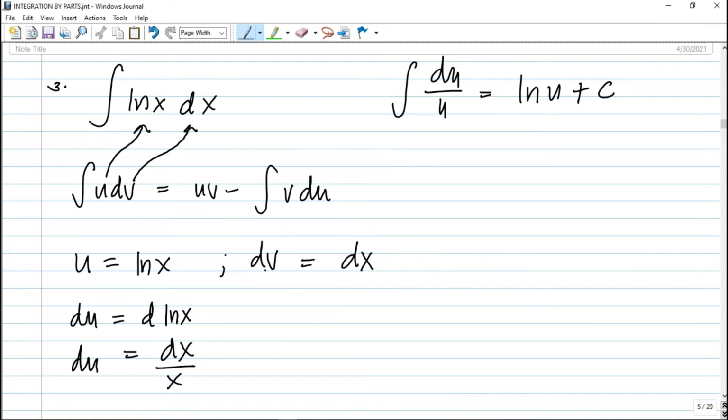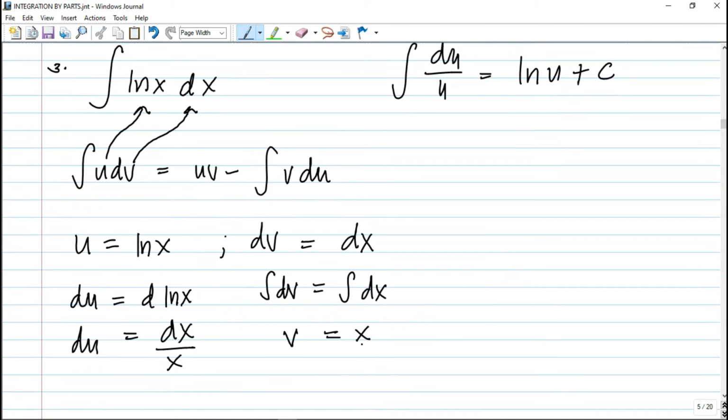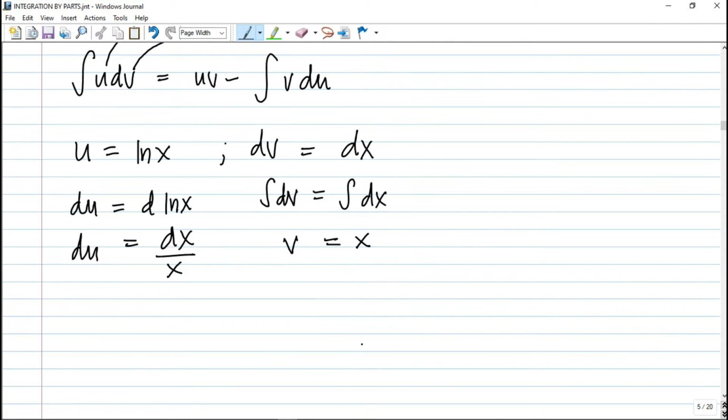So the integral of dv equals the integral of dx, so v equals x. That is our substitution. Let's substitute that into our integration by parts formula. The integral of u dv equals uv minus the integral of v du. The integral of u dv, with u as ln x and dv as dx, is the original integral problem. So we have here uv, where u is ln x.